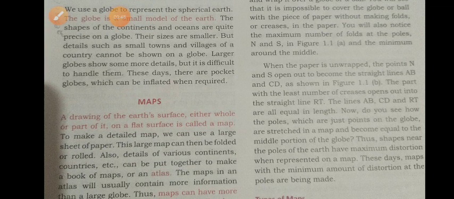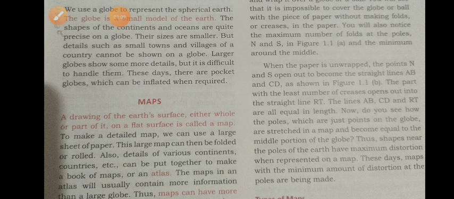What is a map? A drawing of the earth's surface, either whole or part of it on a flat surface is called a map. What is a map? A representation of curved surface of the whole earth or part of it on a flat surface according to a chosen scale. It is called a map.